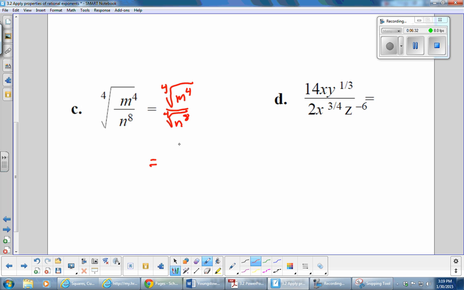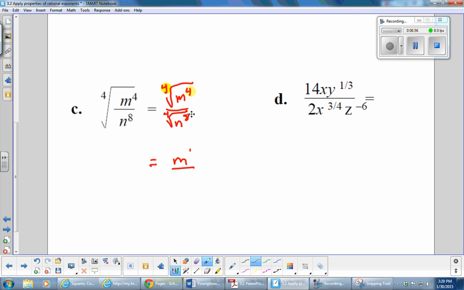All right. Well, let me get my highlighter out. You have a 4 and a 4. So what happens there? What's the fourth root of m to the fourth power? Well, that's just going to be, it undoes the 4's, right? The 4's undo each other. It just leaves you with m, okay, on the top. So that was easy.